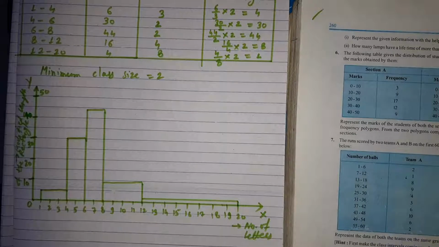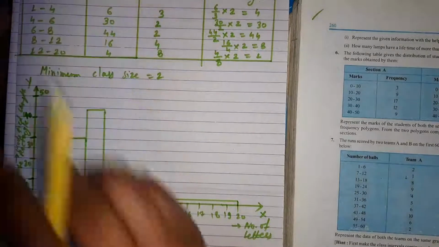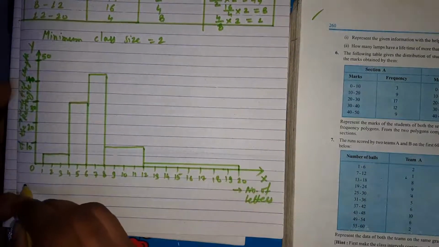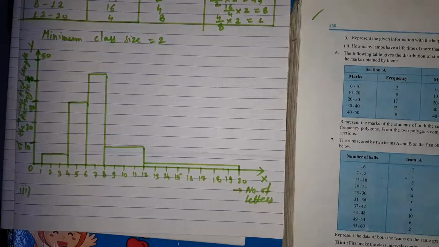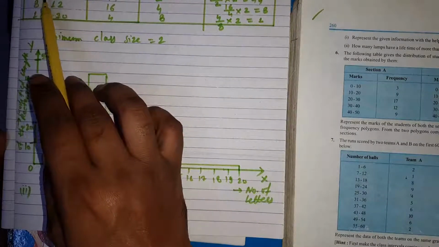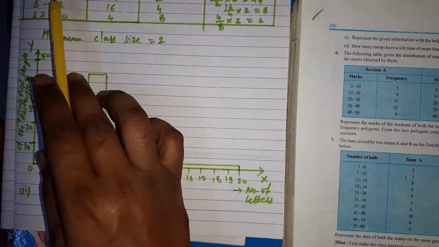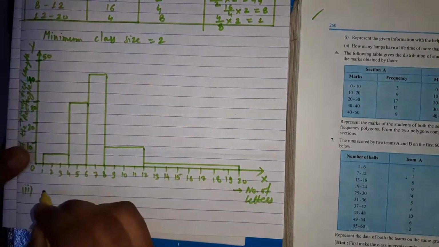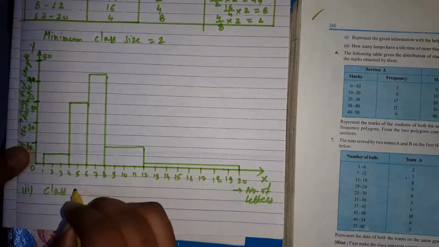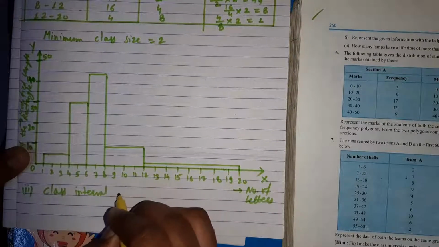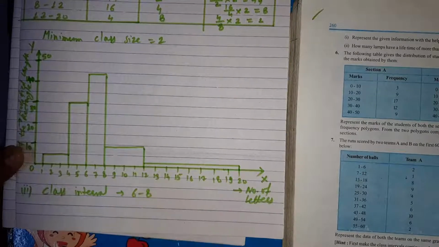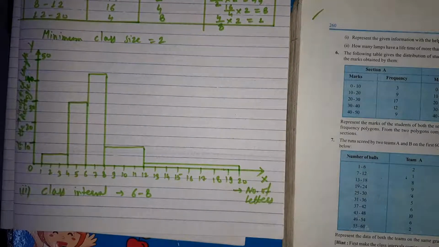Now in this question we have to give an answer. This is the first part. The second part is to write the class interval in which the maximum number of surnames lie. So you can see here the maximum surnames lie in the class interval 6 to 8.